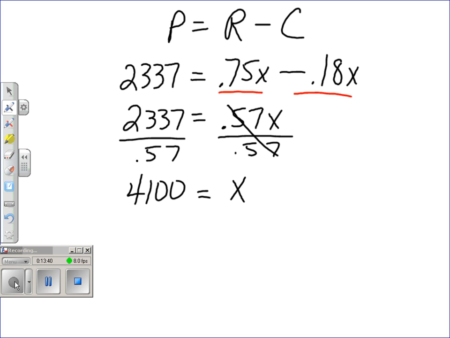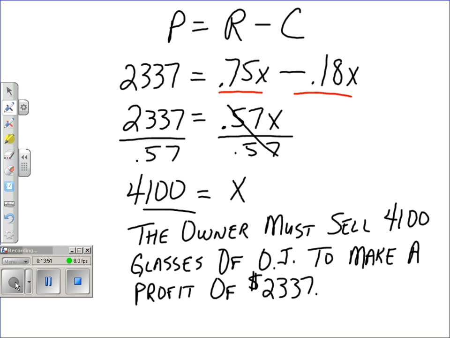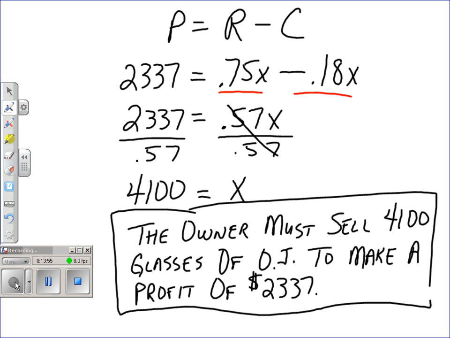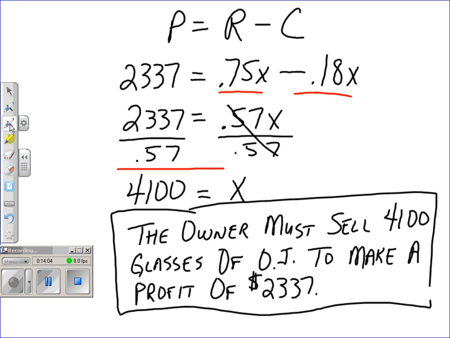Now, what does that answer mean? Well, 4,100 stands for the number of glasses of orange juice that the owner must sell. Must sell to do what? Well, the owner must sell 4,100 glasses of orange juice to make a profit of $2,337 to answer the question. So remember, when you're working word problems, it's always best to not stop with a number answer. Since it's a word problem, they're expecting a word answer, so it's better if you write out the answer using words.